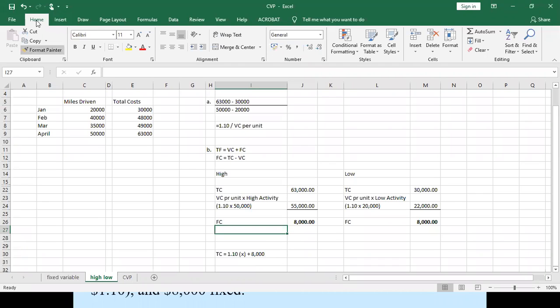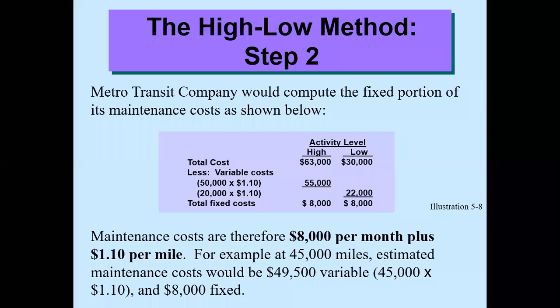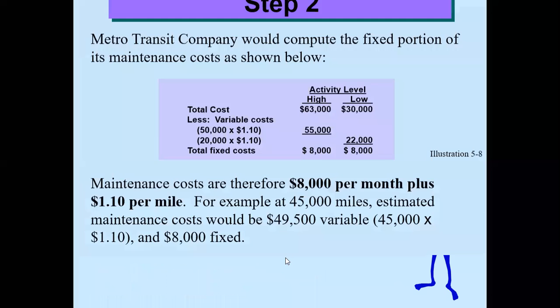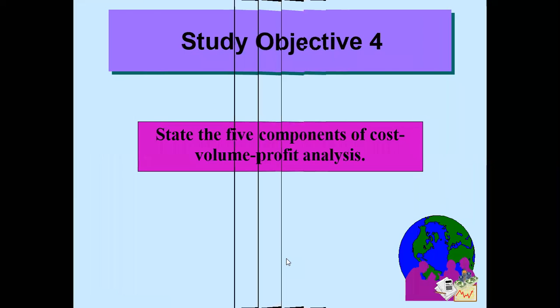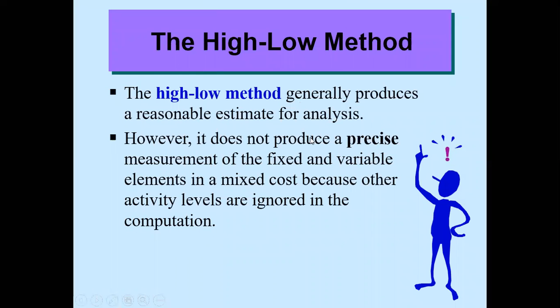So far, any question? We have discussed a lot already. It's already 8 o'clock, time goes by fast. The high-low method is generally the best estimate, but it does not produce a precise measurement of fixed cost.